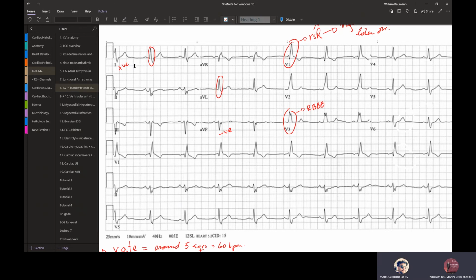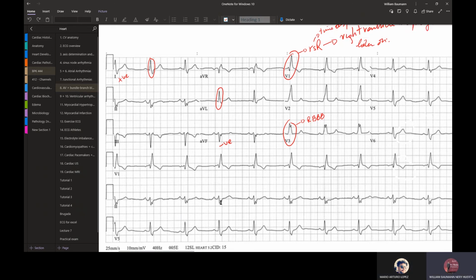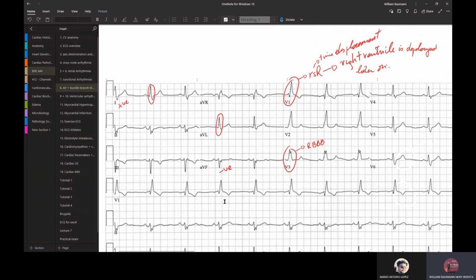Oh, and 3 is negative too. Exactly. And so is lead 2. And 2 is negative too. Yeah, they're all negative from that side. Therefore, you're expecting more of a positive deflection in another lead. Those are lead 1 and AVL. Exactly. That gives you the confirmation of a left anterior hemi block. Excellent.